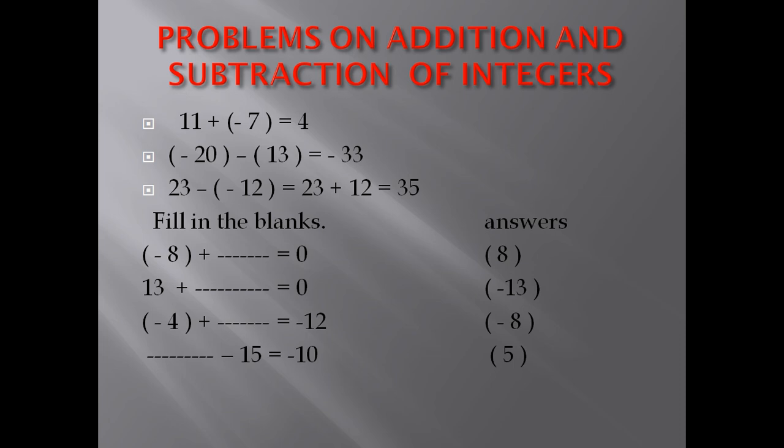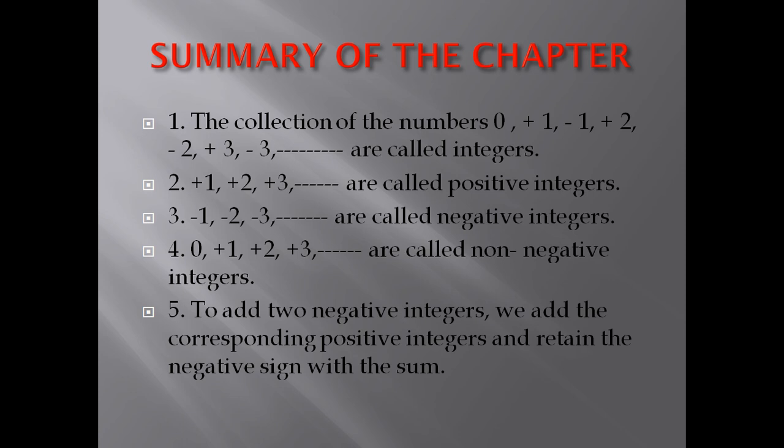Minus 4 plus dash is equal to minus 12. What should we add to minus 4 so that we get minus 12? So we will add minus 8. Next is dash minus 15 is equal to minus 10. What number should be here so that we get the answer minus 10? This is an example of subtraction, because 10 is smaller than 15. So the answer will be 5. 5 minus 15 is equal to minus 10.